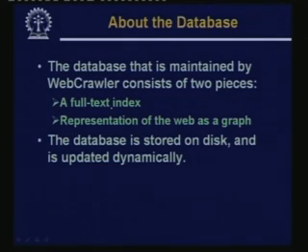Talking about the database, there are 2 parts to it. Full text index. Full text indexes are basically the keywords against which search results may be provided, and representation of the web as a graph. See, representation of the web as a graph, it can be implicit, it can be explicit.